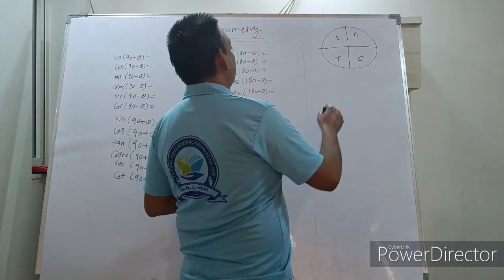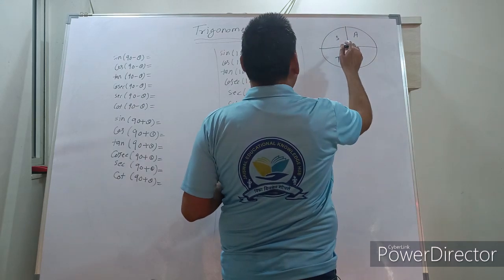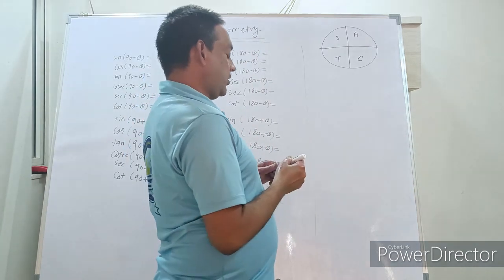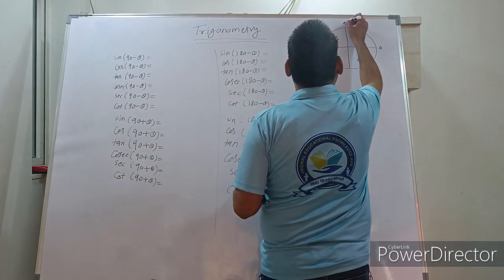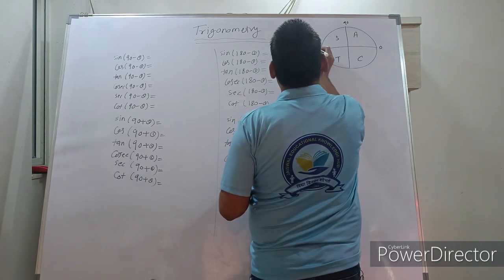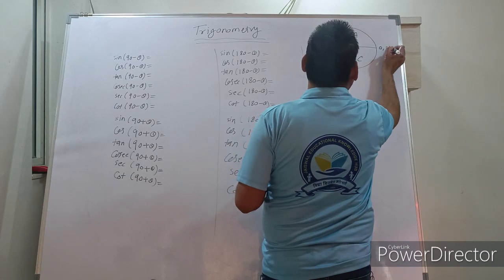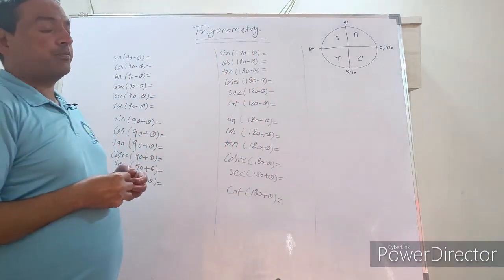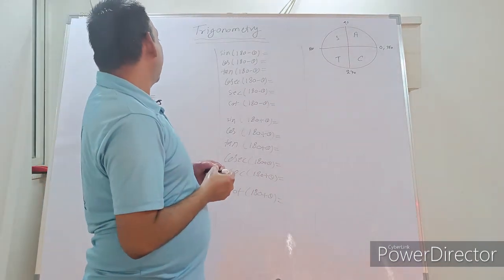In the unit circle, this will be the base angle, this is 180 minus base angle, 180 plus base angle, and 360 minus base angle. We also discussed that this will be 0 degrees, this is 90 degrees, this is 180, this is 270, and this will be again 360. So now, where does the angle 90 minus theta lie?